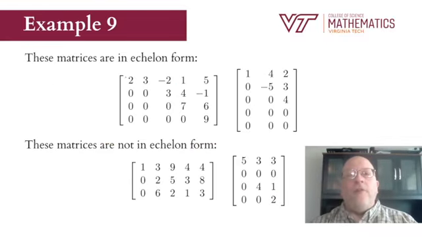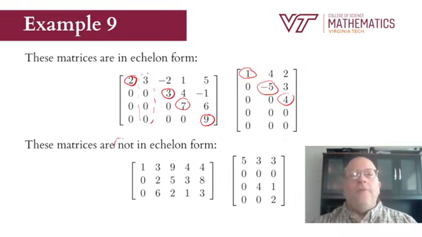So these matrices are in echelon form. My leading entries move left to right. I do skip over column 2, and that's okay. I don't have to have a leading entry in every column, but the leading entries have to move left to right. This matrix is also in echelon form. The leading entries move left to right. We run out of entries, and we have a couple of rows of all zeros at the bottom, but that's okay. The leading entries still move left to right. These matrices are not in echelon form. My leading entries do not move to the right here.